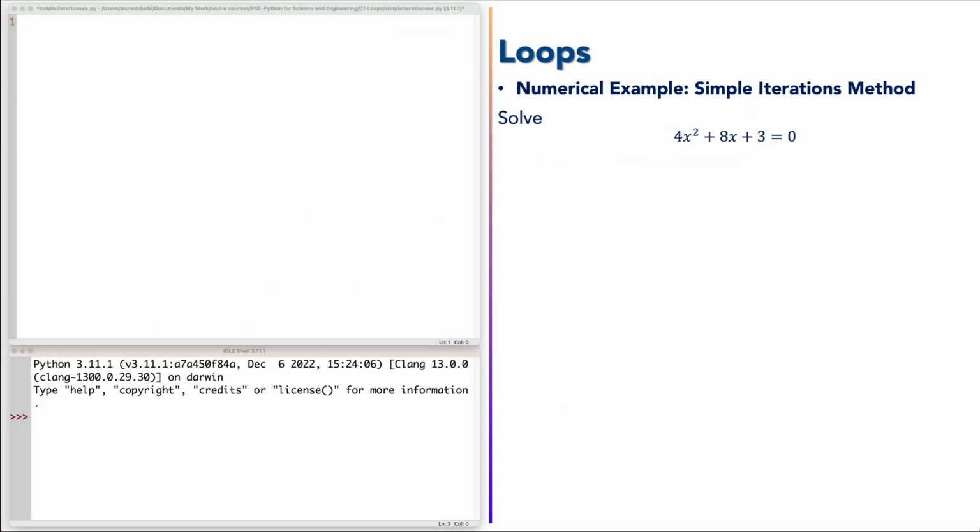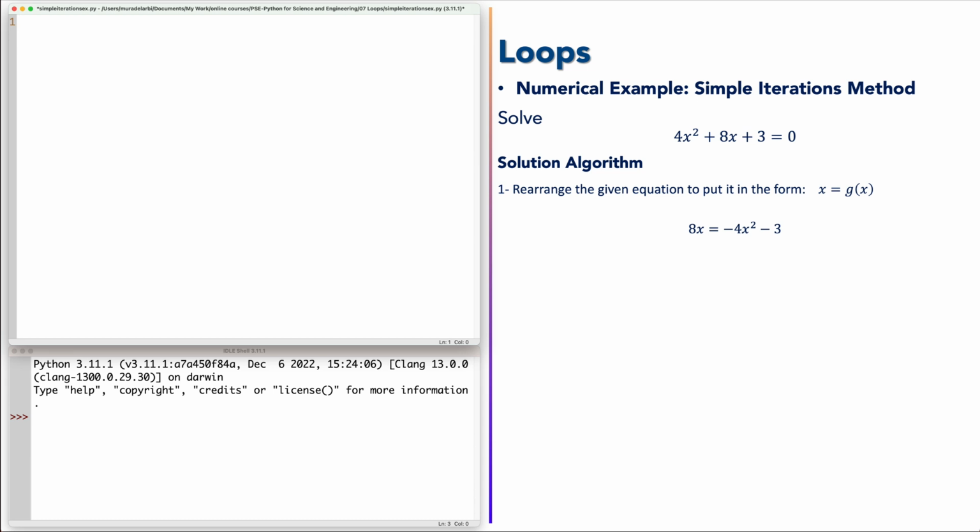Simple iterations method is used to solve algebraic nonlinear equations, especially if they don't have explicit analytical solutions. In this example, I chose a quadratic equation because it has a well-known formula. So what are the steps, or what is the algorithm of the simple iterations method?